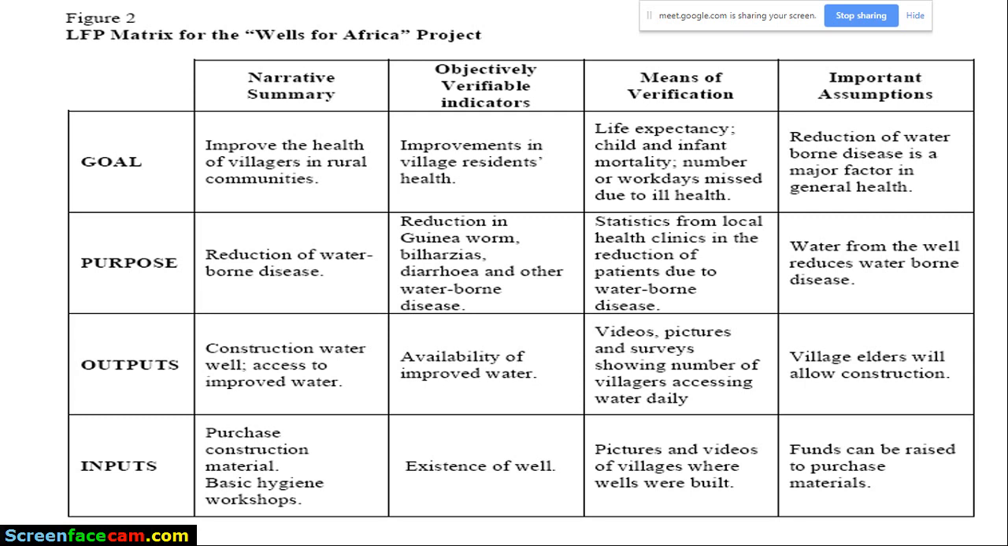Can you hear me, sir? For instance, here when we talk about that wells have been constructed, it's only when we've constructed wells that another activity can start from here.